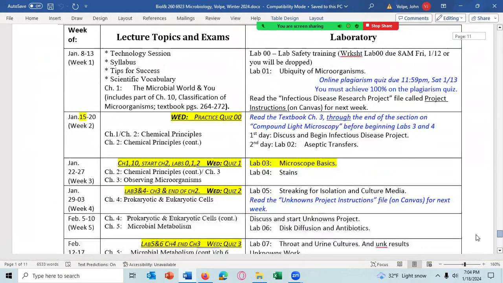All right, today is January 18th, and we're supposed to be discussing Lab 2, aseptic transfers. I forgot to mention this to the other class: you should read the textbook chapter through the section on compound light microscopy. You should read that before beginning Lab 3 and Lab 4.